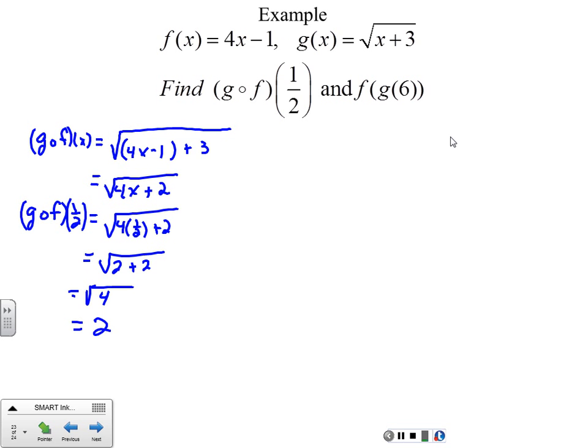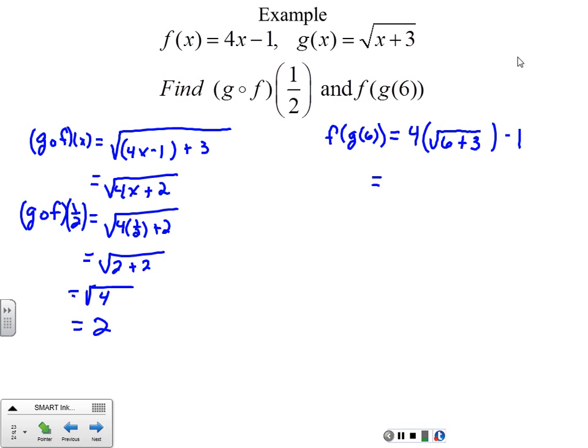Alright, so let's look at F composite G of 6. Okay, it's not F composite G of X, it's F composite G of 6. And I'll show you how to do this initially. F composite G of 6. What I'm going to do is take my F function and make a skeleton. And I'm going to plug in that skeleton the G of X, but instead of X, I'm actually going to plug in the number. Do you see what I did?